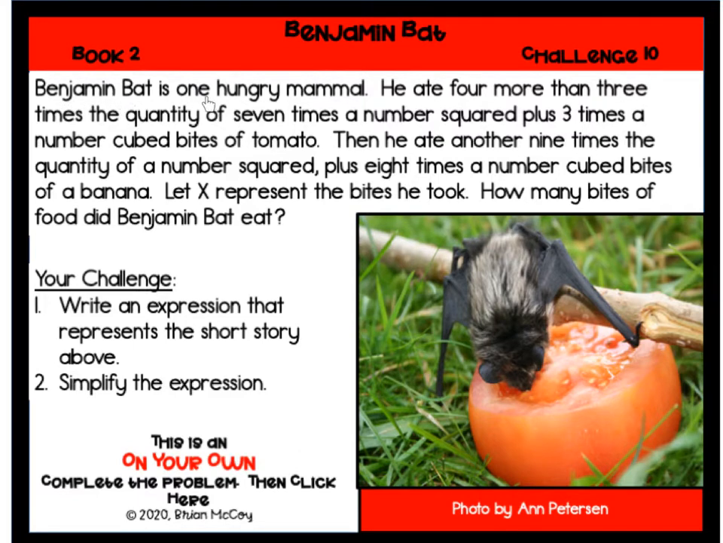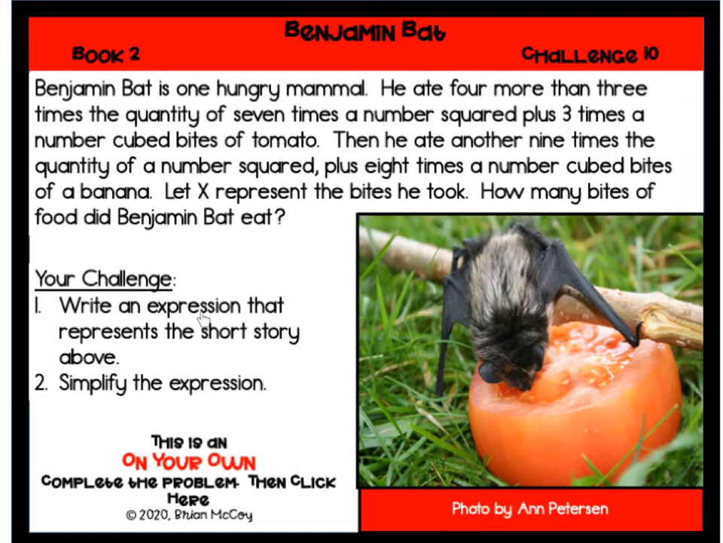Benjamin Bat is one hungry mammal. He ate four more than 3 times the quantity of 7 times the number squared plus 3 times a number cubed bites of tomato. Then he ate another 9 times the quantity of a number squared plus 8 times a number cubed bites of banana. We can't see the banana, but we know he's a chomper. He ate away at that, didn't he? All right, let X represent the bites he took. How many bites of food did Benjamin Bat eat? And that is your question.